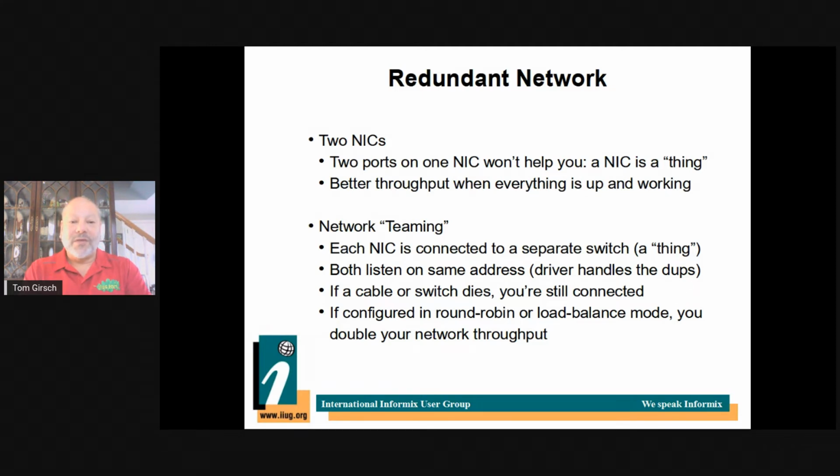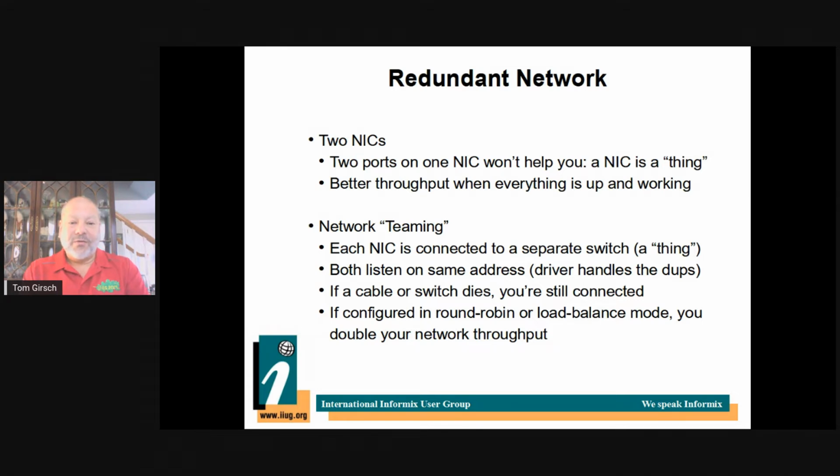What we use in my current enterprise is a concept called network teaming, where each NIC in the system is connected to a separate switch, because the switches are also things and a switch can fail. Both of them listen on the same address. So you have two network cards connected to two switches listening on the same IP address, which sounds like a recipe for trouble, but the driver handles the duplicates. It works out. So what it does is it just throws out the duplicate packet if it gets it.